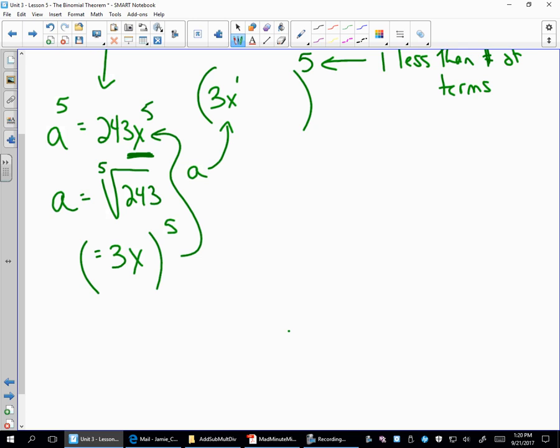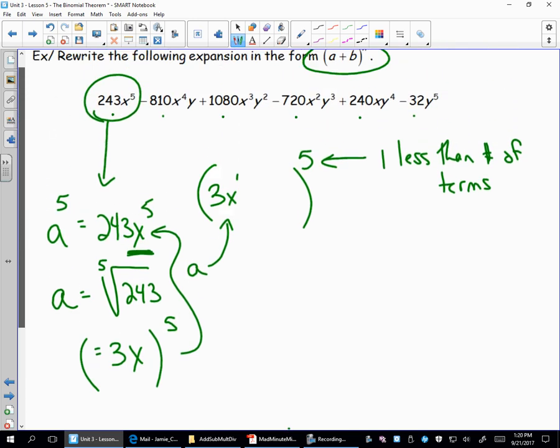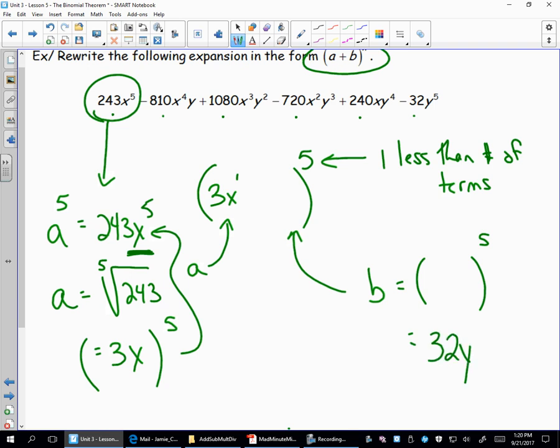And it's a little bit of problem solving. Let's try the same thing for the last term. I know the last term, b, has to be something to the power of 5 and come out to 32y to the 5. Well, pretty obvious that this has to be the letter y. So the only thing I really need to think about is the fifth root of 32 is 2. So this has to be a 2.